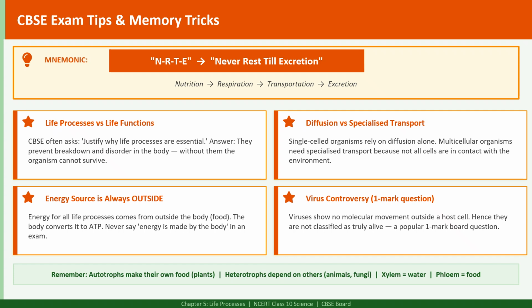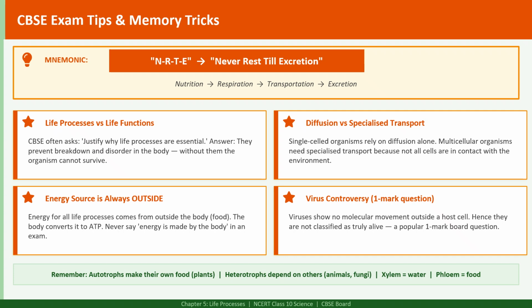The energy source is always outside. Energy for all life processes comes from outside the body, in the form of food. The body converts it into ATP. So in an exam, we should not say energy is made by the body. We are not making energy. We are converting the food into energy. The food is obtained from outside only.